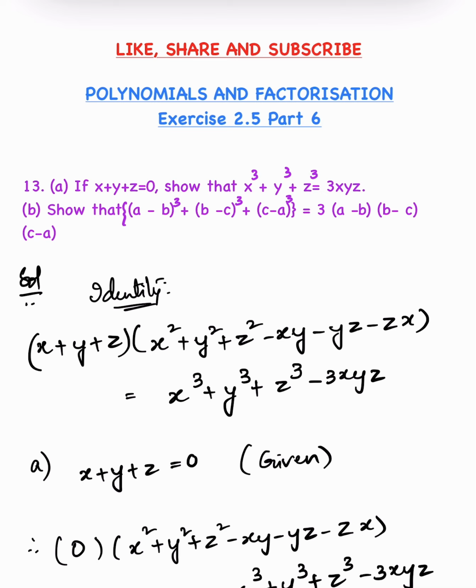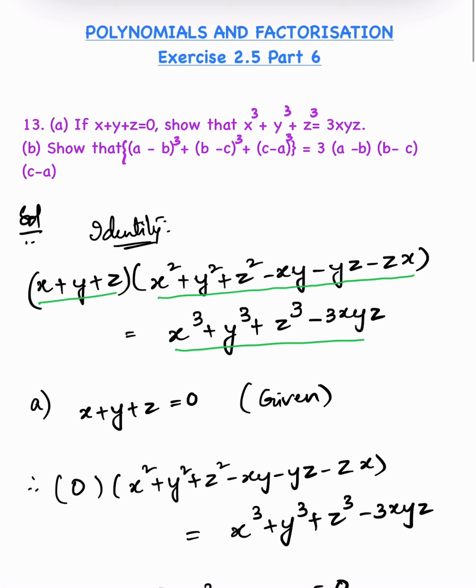So this problem is based on the identity (x plus y plus z) into (x square plus y square plus z square minus xy minus yz minus zx) is equal to x cube plus y cube plus z cube minus 3xyz. Okay. So in this identity, on the left hand side, if x plus y plus z is 0 as given in the a bit, what will happen? The entire left hand side becomes 0.